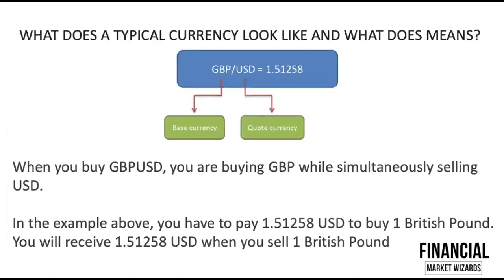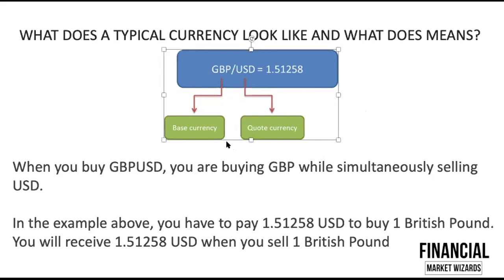So the second question that we want to address today is what does a typical currency pair look like and what does it mean? In this case we have pound dollar. You can see over here pound slash dollar, USD, 1.51258. That's the price feed. If you look on the left, pound in this case will be known as the base currency and the USD will be known as the quote currency.